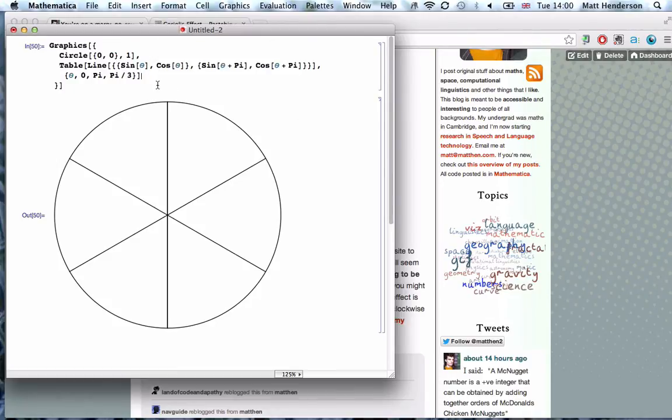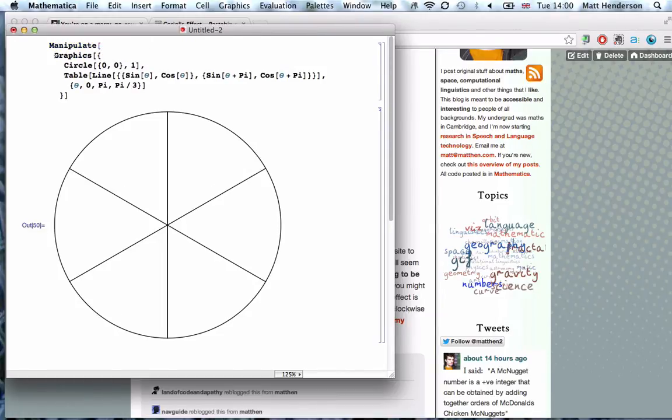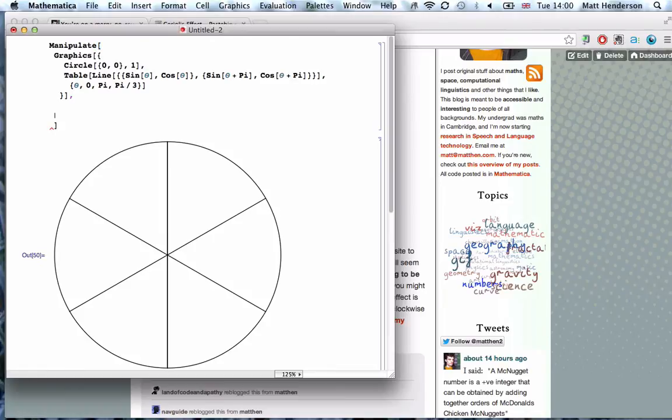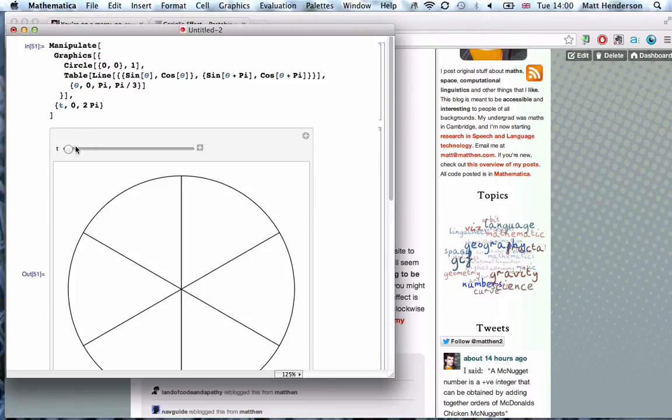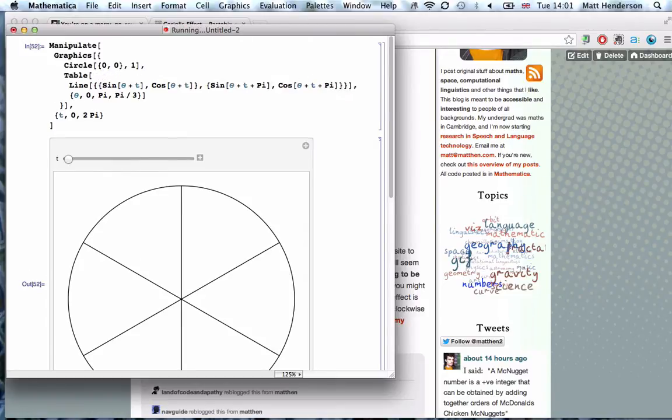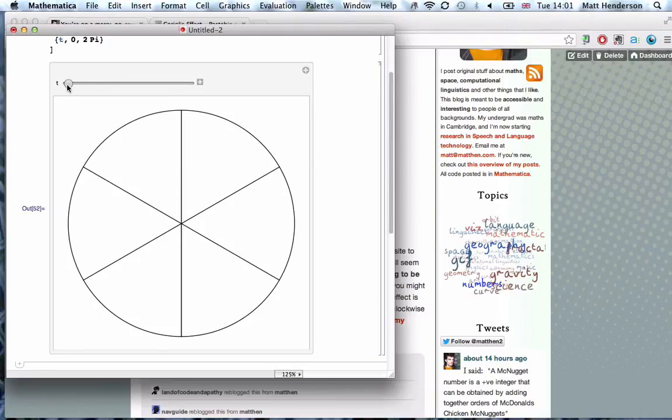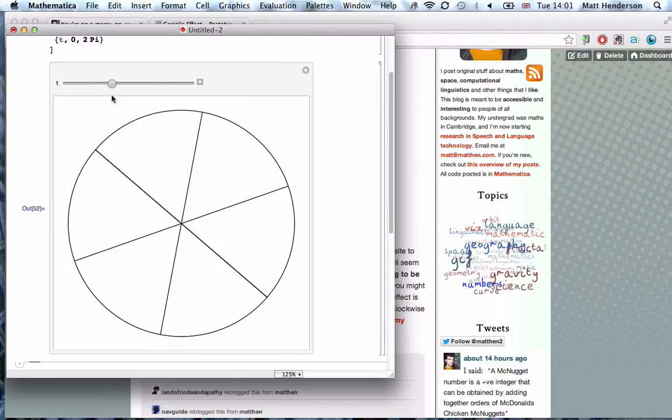Then let's make it all rotate. So turn it into a Manipulate to make it rotate. Now we use t, it's time. We can make it rotate one whole rotation. It won't do anything yet, but the spokes should rotate. So now we add t into here. Okay, and I see this lovely rotating circle.